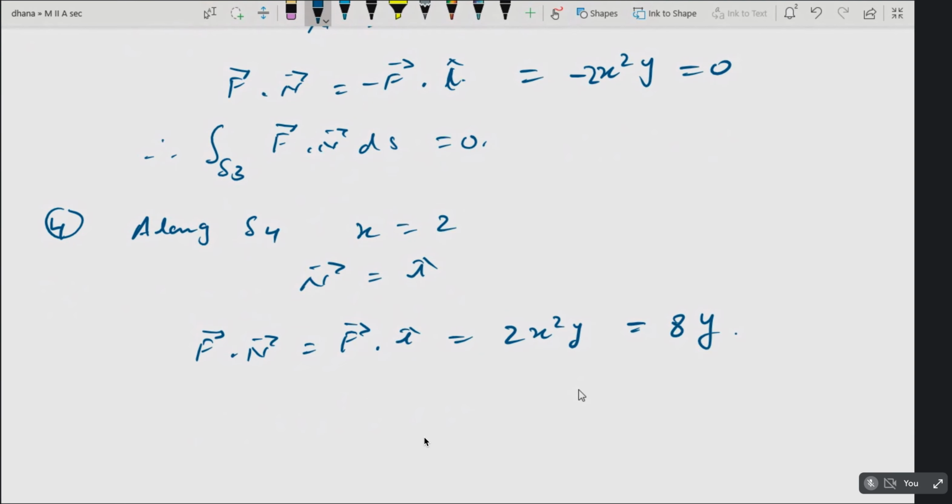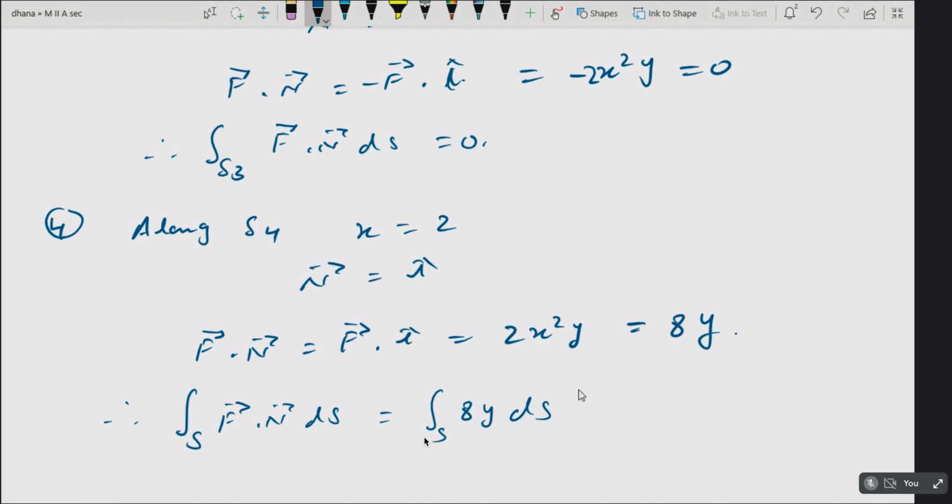So it's a function. So now I need to calculate the surface integral f bar dot n bar ds, which is equal to integral 8y ds. Understood, all of you? Yes, ma'am. Till here? Okay.